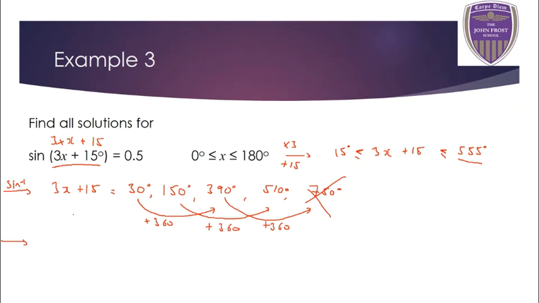Maybe now do this in 2 stages. Obviously, this is 3x add 15. So you might want to take off 15 degrees first from all these answers to get 3x. That would be 15 degrees, 135 degrees, 375 degrees, and 495 degrees. And then obviously to finish off, I divide by 3.